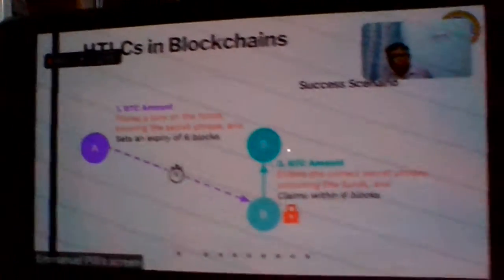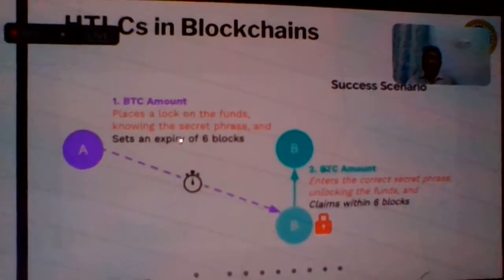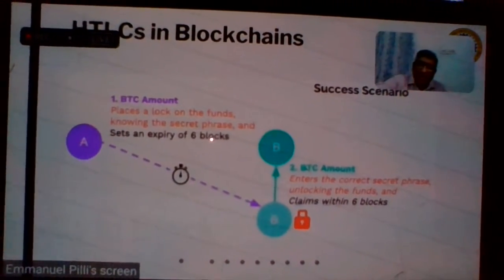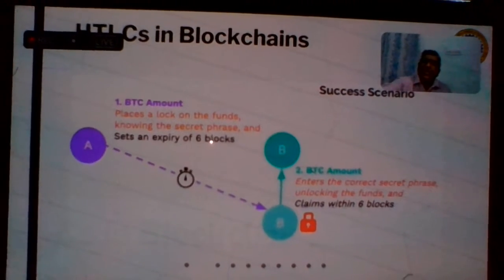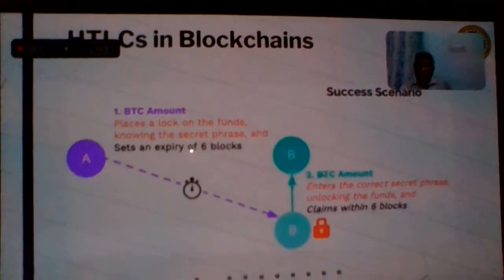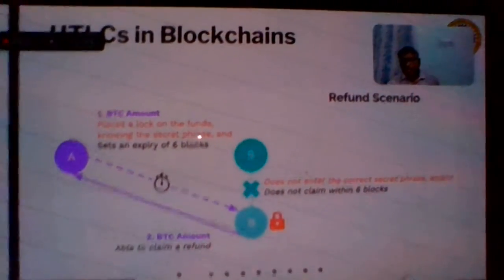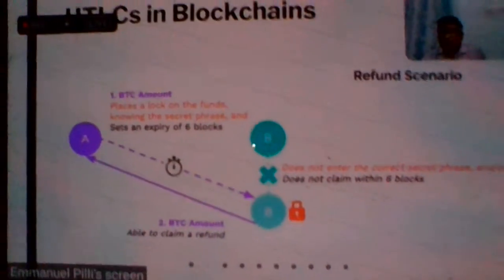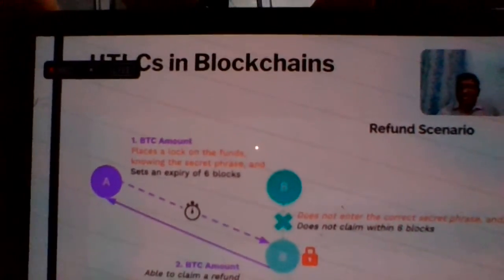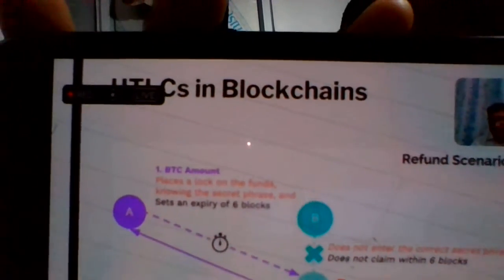Now, what happens in this is that person B has to enter the correct secret phrase, and he has to unlock the funds and claim them within the 6 blocks. Then it is possible, right? It's a success scenario, right? In the refund scenario, the BTC amount places a lock on the funds for 6 blocks, but before the 6 blocks are created, this person is not able to enter the secret phrase correctly. So what happens? The BTC amount is refunded back to A. So this is what happens in HTLC locking, right?